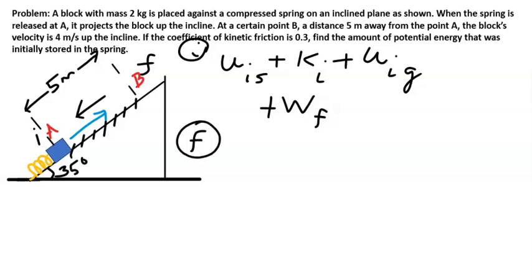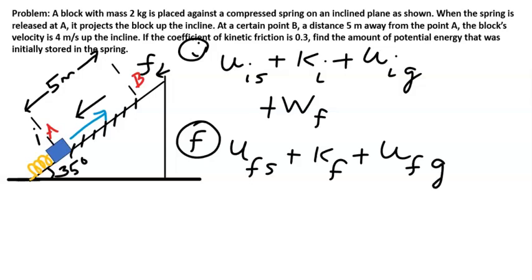At the final point, when the object is at point B, you can write the final potential energy of the spring, the kinetic energy at the final point, the final gravitational potential energy, and that's pretty much it. And because of conservation of energy, this sum must be the same as that sum. So let's write down term by term. Let's first look at that term. That is what you want to determine. That is the amount of potential energy that was initially stored in the spring, which is what you want to solve.